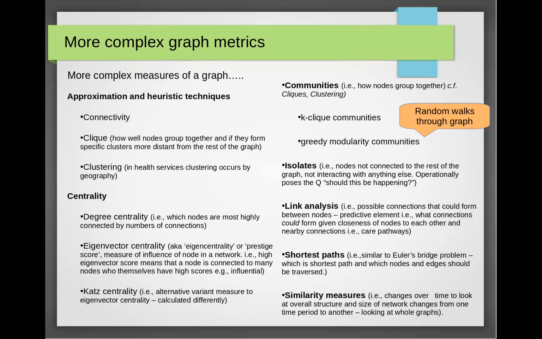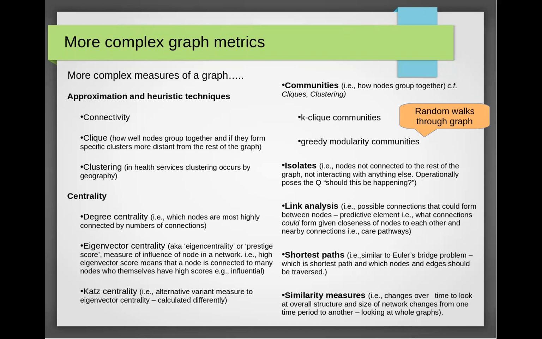You've got these things called isolates. And so this is where you might have a graph, but then you might just have a dot, a node out on its own, and it's not interacting with anything else, but it exists. And so then, if you identify these, you've got to ask yourself, well, is there a problem with the data, or should this be happening? Why is this service existing, but it's not interacting with everything else? Should it be merged into something else, or should it just not exist altogether? Maybe you need to redefine the parameters of who is using that service and why.